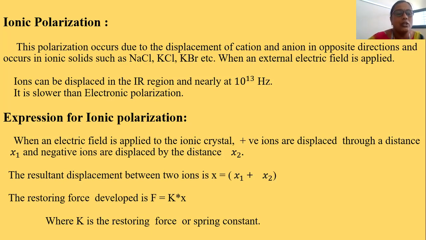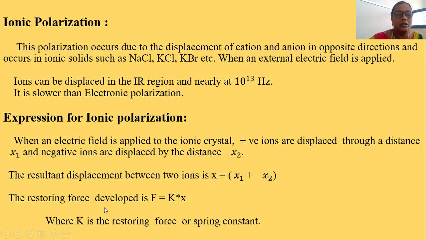So let us see how we can derive the expression for ionic polarization. If you consider NaCl, Na plus and Cl minus, there will be two ions. When an electric field is applied to the ionic crystal, positive ions are displaced through a distance x1 and negative ions are displaced by a distance x2. That is, if this is Na and this is Cl, then sodium will move in one direction and Cl will move in the opposite direction. If the displacement of sodium is x1 and the displacement of chlorine is x2, then the total displacement is x1 plus x2.